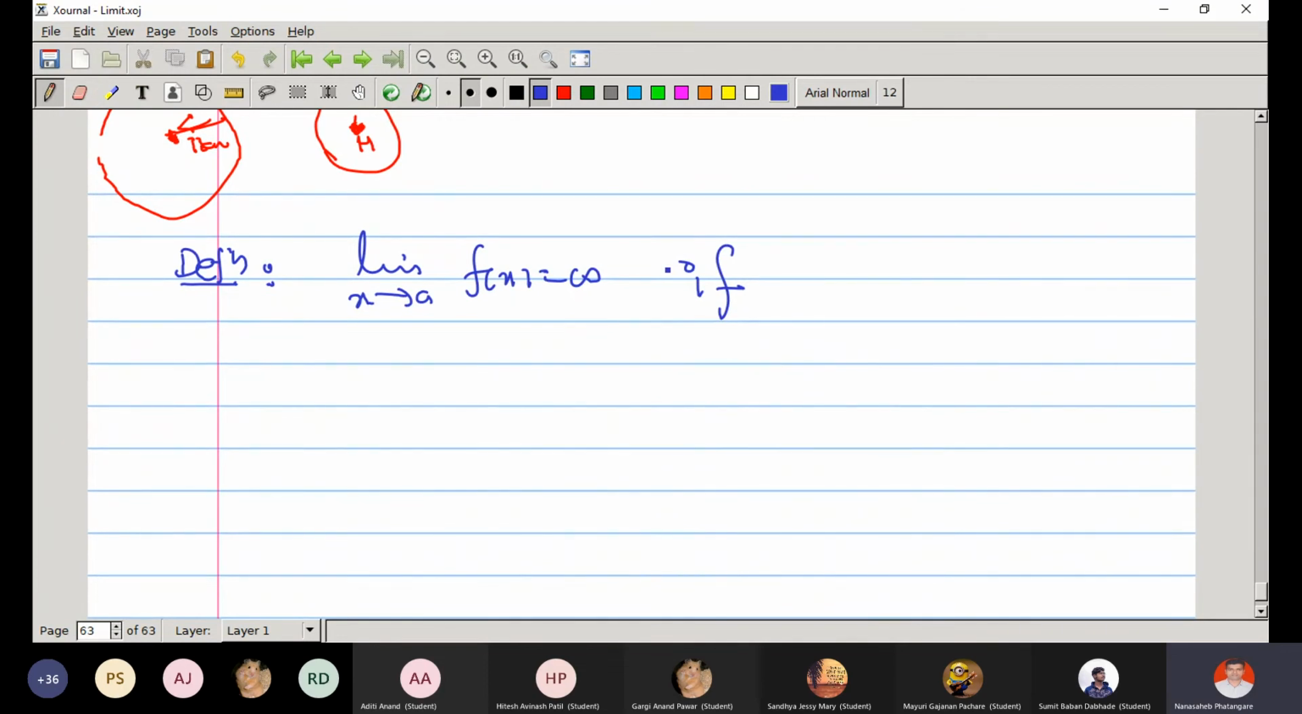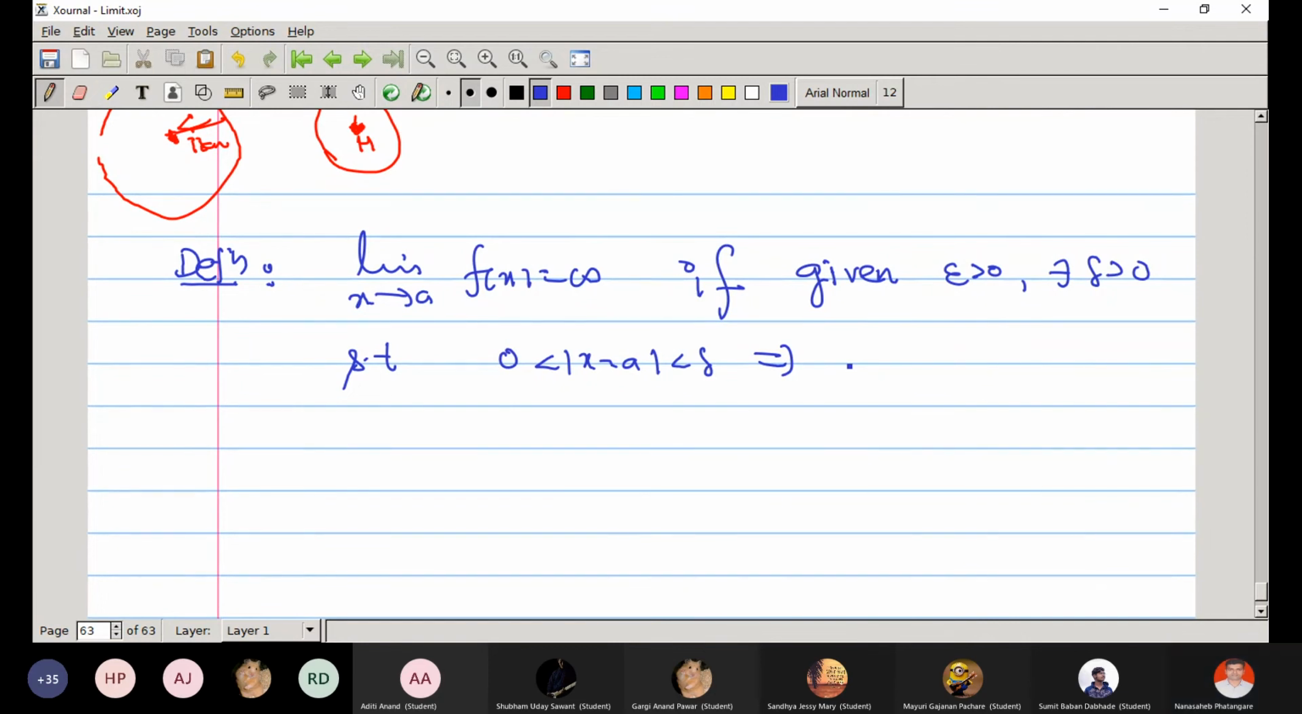Now can you tell me the definition of limit at a is infinity? Given epsilon greater than 0, we can find delta such that f of x is greater than epsilon. Given epsilon, there exists delta such that whenever distance of x from a is less than delta, then distance of f of x from infinity, that means f of x is greater than epsilon. Does it make sense?